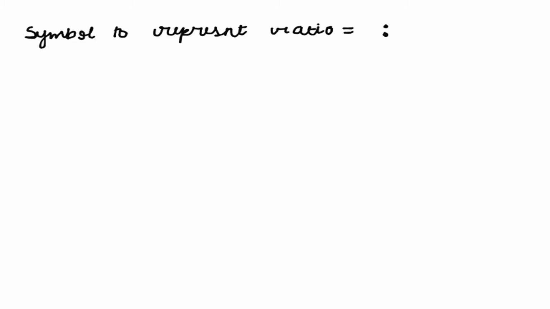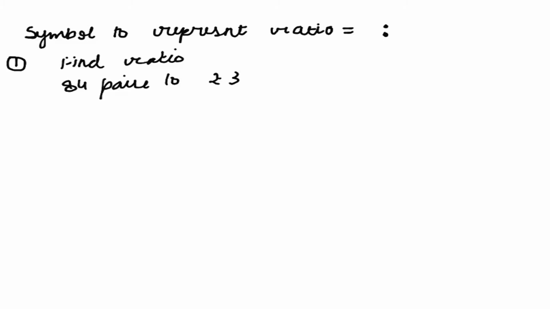Now let's understand ratio with the help of some examples. Here we have the first example. We have to find the ratio of 84 paise to 3 rupees. Here we can say we don't have the same units. We have 84 in paise and 3 in rupees. So we have to convert either rupees to paise or paise to rupees.